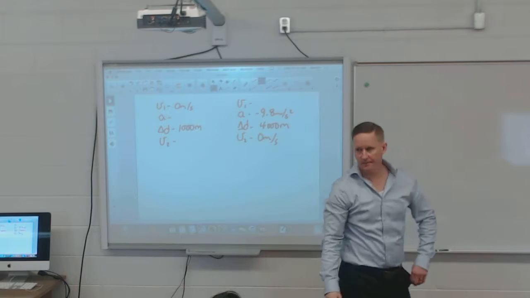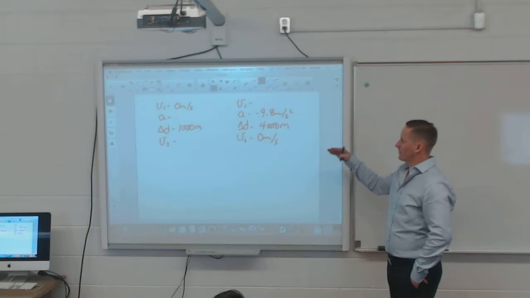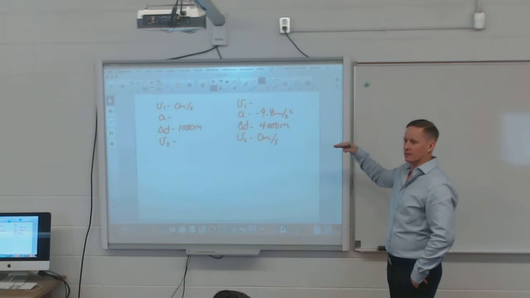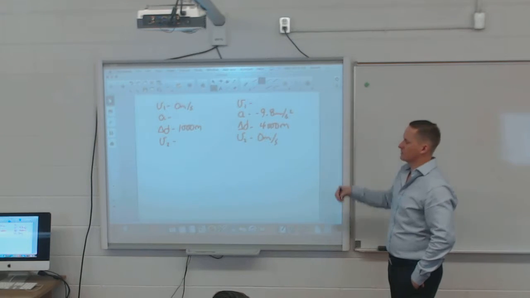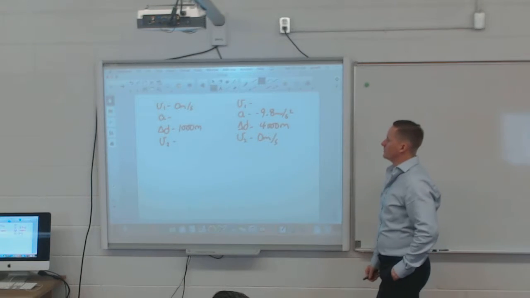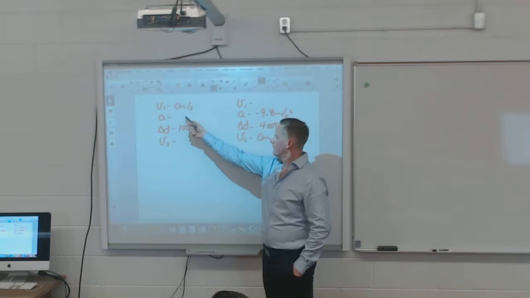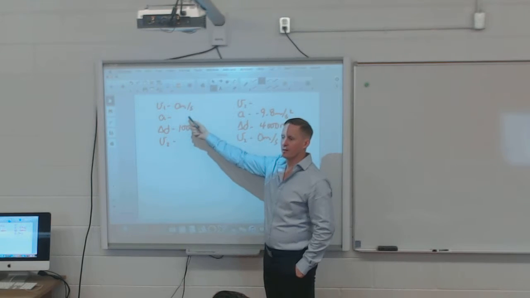Second stage of this, the only thing that's acting on it is gravity. It thrusts for 1,000, and then it shuts the thrusters off, and then it just sails for the remainder of it. So what you need to do is find out what V2 is in order to get your acceleration in your first part.